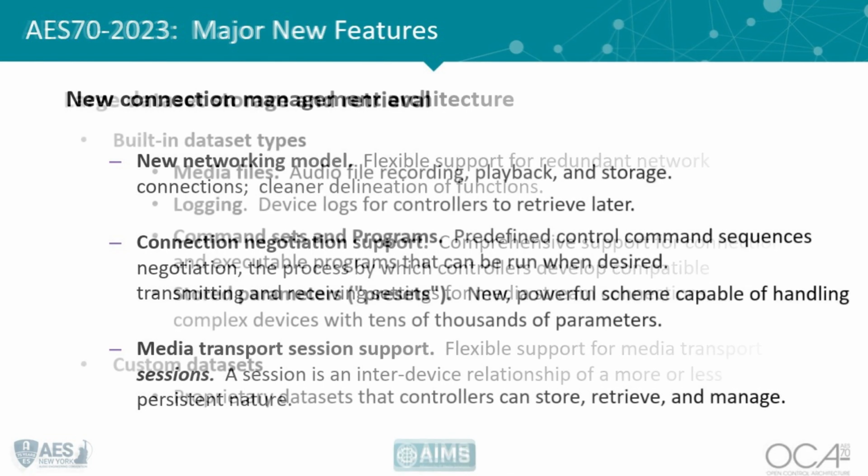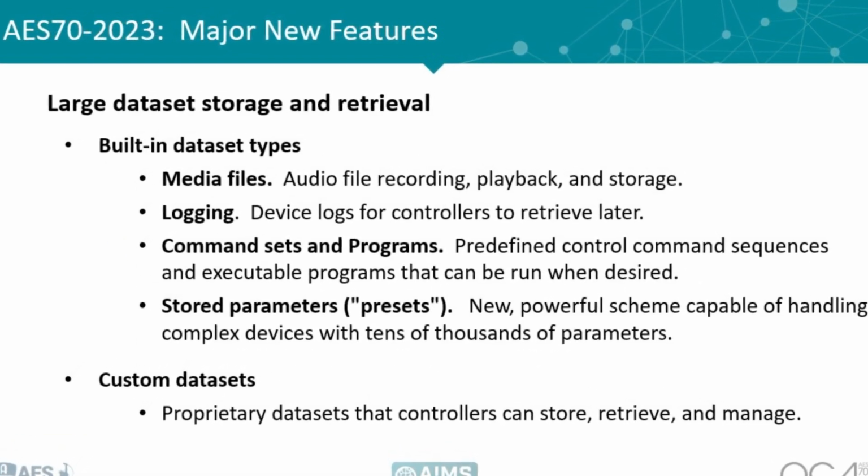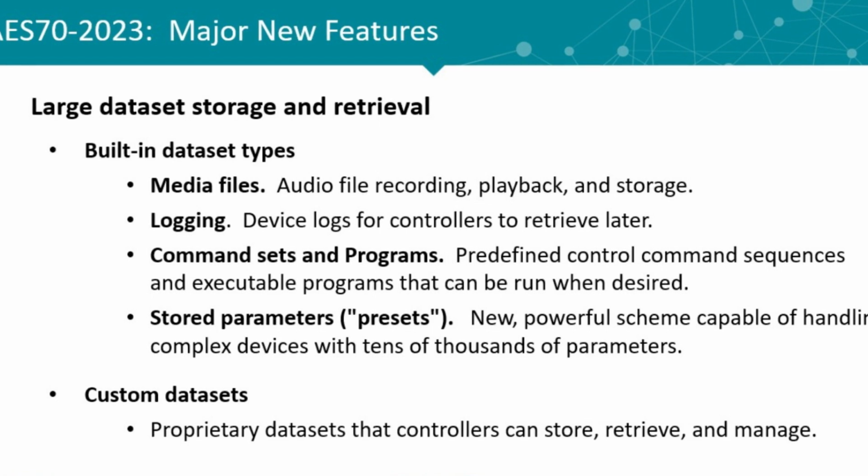That's not all. Another big feature set: large data set storage and retrieval. It turns out there are a lot of times when it was necessary for a controller to send a lot of data back and forth between devices, full configuration uploads and downloads. Imagine a mixing console, thousands of parameters and so on, or other logging files and all this kind of stuff. So we invented a general mechanism for large data set storage and retrieval, and we built in four different versions of it, and you can also do a custom version. The four different versions are media files.